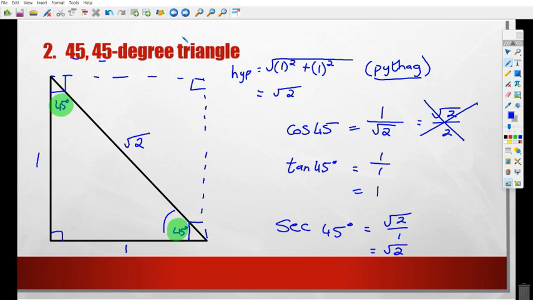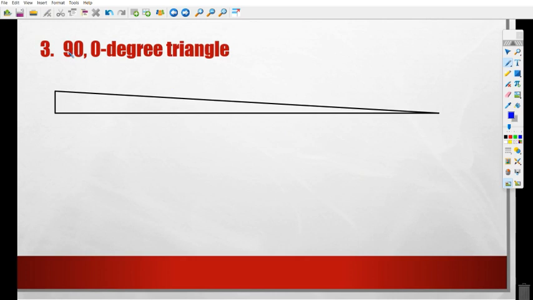There's 3 special triangles that I like to use. Most of your teachers will only do the first 2, because the third one is a bit tricky to understand. But once you get the hang of it, it's nice and easy. So if we look at the third one, the 90 and 0 degree triangle.